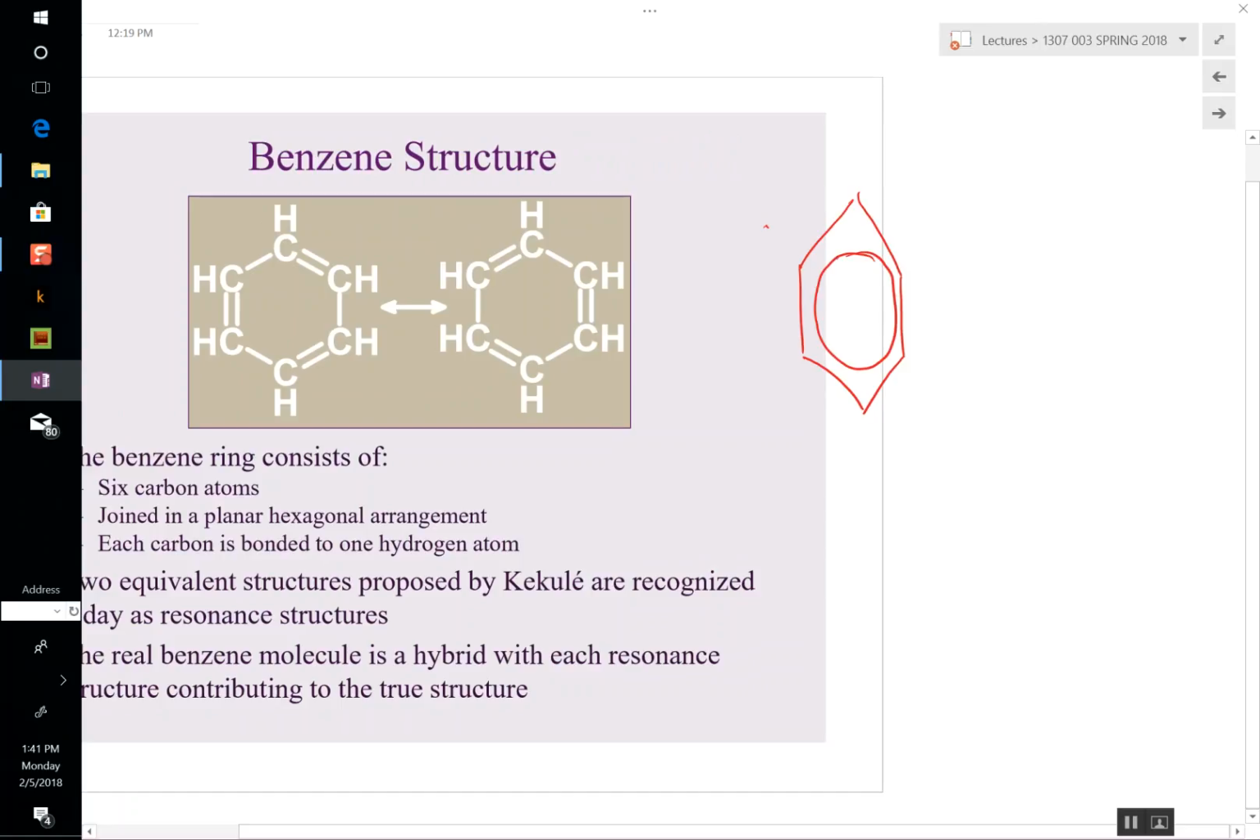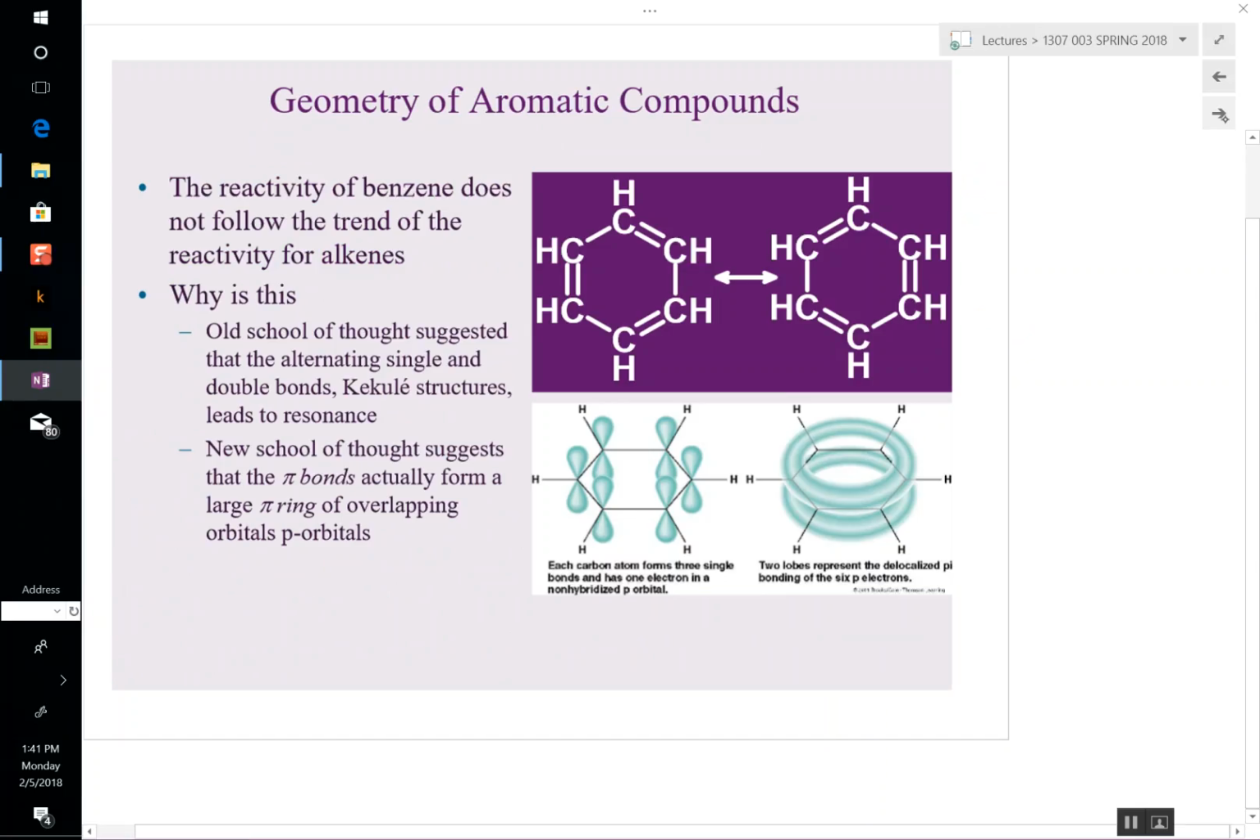We just draw a circle inside of it to indicate that it is aromatic, that the ring has alternating double bonds in there. It's not like this is a double bond and that's a single bond. It's more like this is 1.5 bond, 1.5, 1.5, 1.5. They're all the same all the way around there. So is it really a double bond sitting there? Well, probably not. It's more like this.